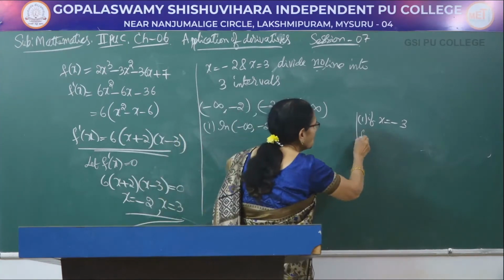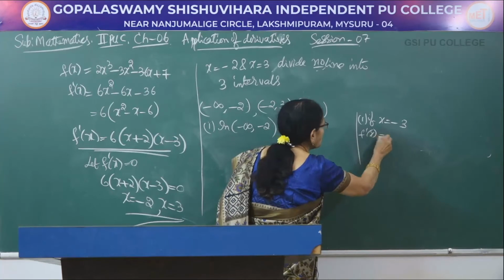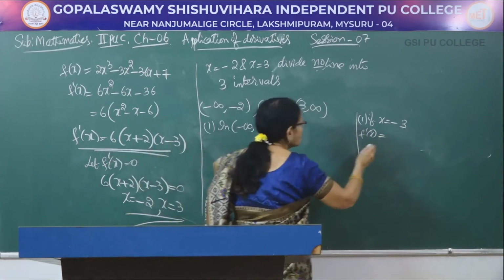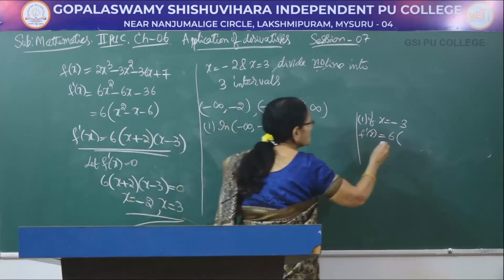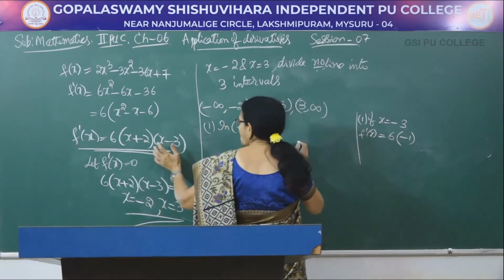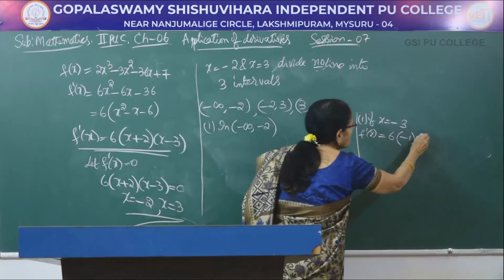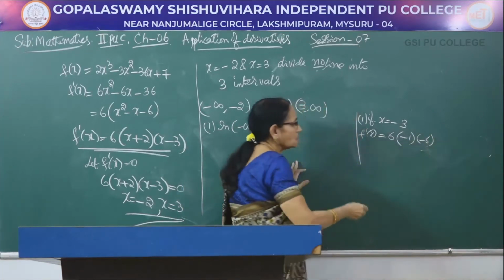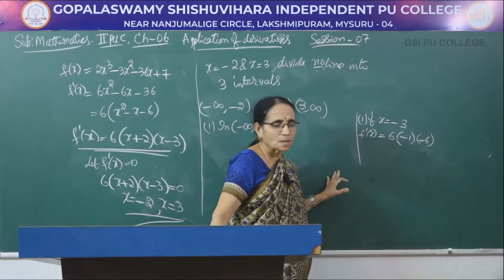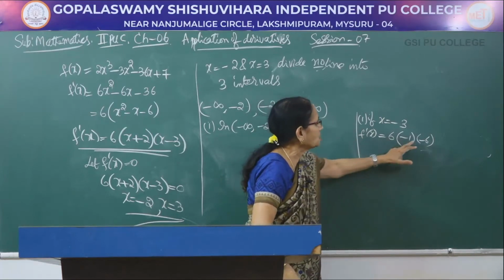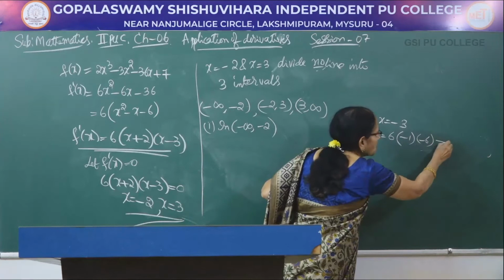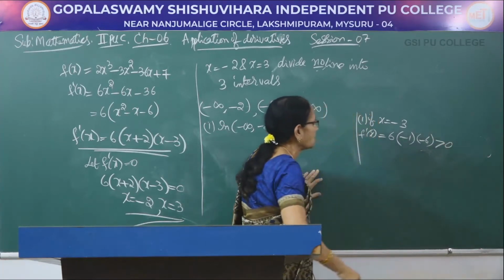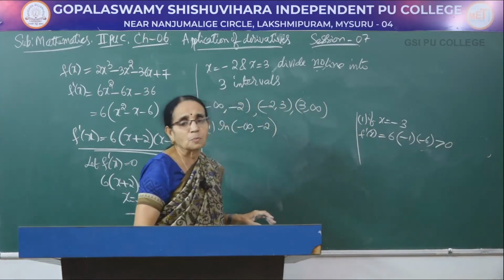Now let us see how this f dash x behaves. f dash x is 6 into minus 3 plus 2, that is minus 1, and minus 3 is minus 6. I think that much arithmetical calculation you can do. Minus into minus is plus. So 6 into 6 becomes a positive quantity. So f dash x is positive.